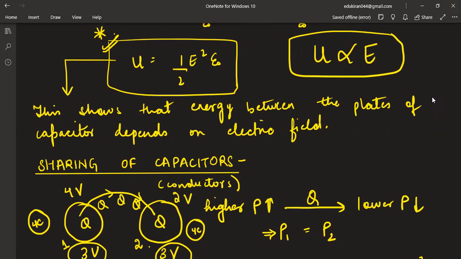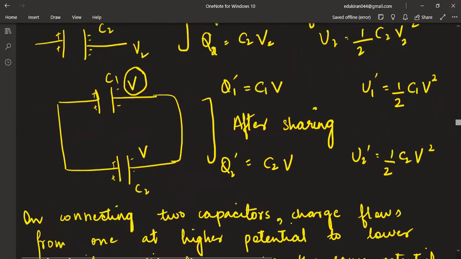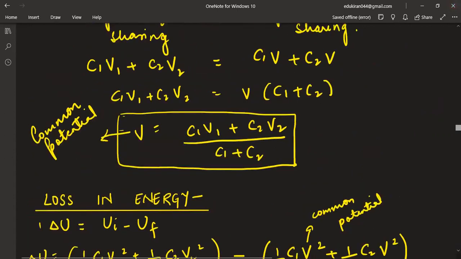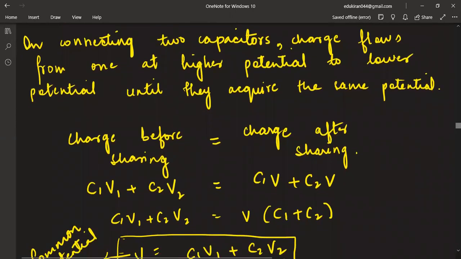Sharing of capacitors is a separate topic. Out of the sharing of capacitors, loss of energy is not so very important, but the common potential formula is important: C1V1 plus C2V2 by C1 plus C2. But I would suggest you, rather than remembering this formula, it's better if you learn it as charge before sharing is equal to charge after sharing. In any way, you will get the formula of common potential. If you remember it this way, it would be helpful, because if any modification is there, it's better not to learn the default formula.